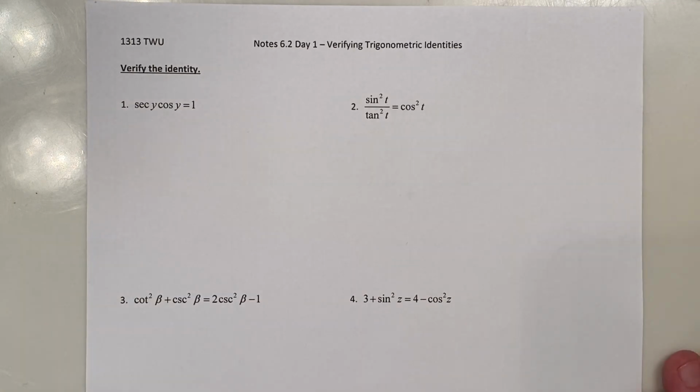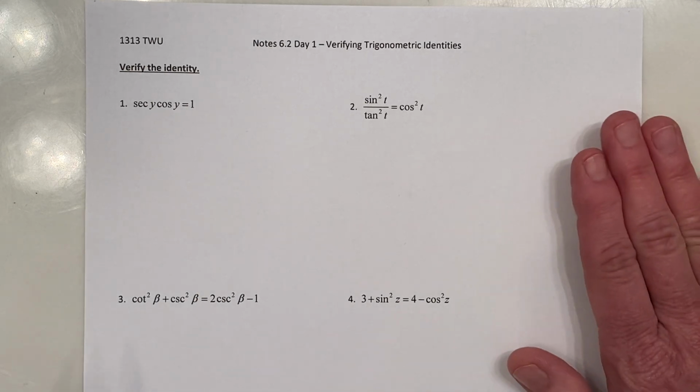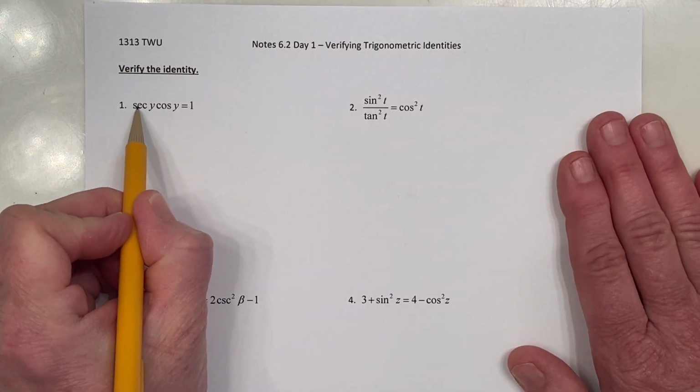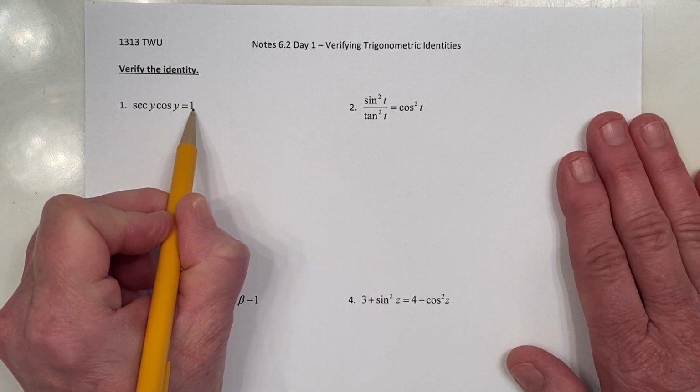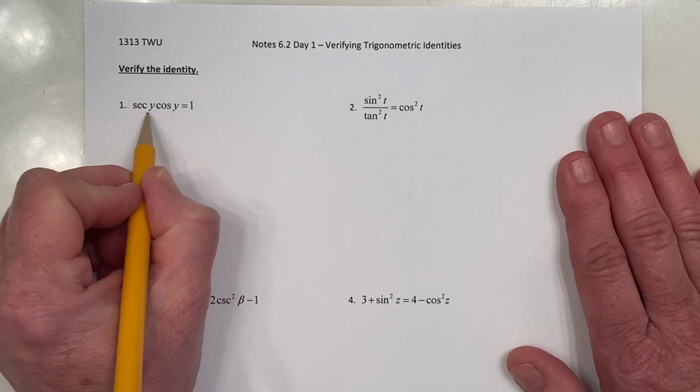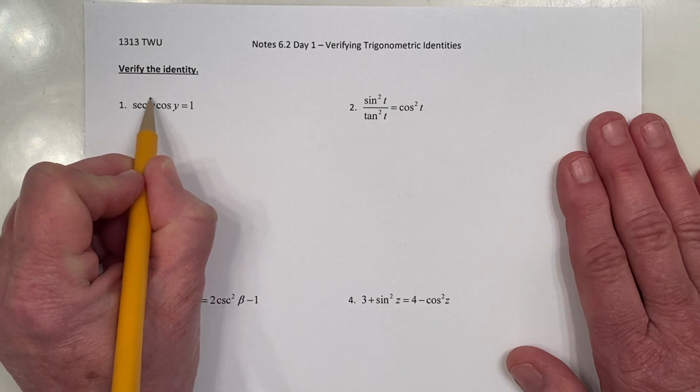So for verifying identities, we don't assume that the equations are true. We want to prove that they're true. So starting with number 1, the product of secant y times cosine y is supposed to be equal to 1. Let's prove it. Well, some of the things that we can do is we can study what we have here.